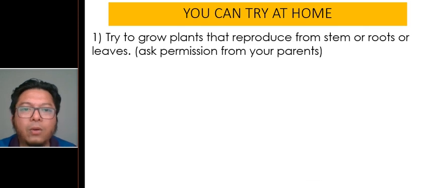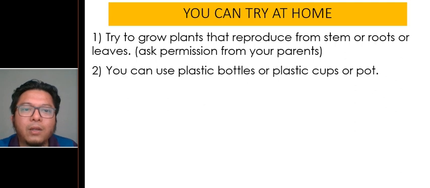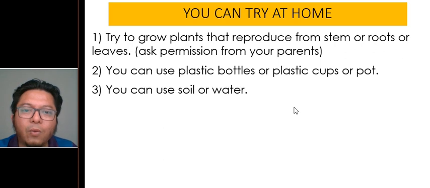Okay, you can try to grow plants that reproduce from stem or roots or leaves. But before that, just ask your father and mother. Jangan ambil-ambil. Saya do not take any onions or shallots from the kitchen. Ask your parents first. Ask for 1 shallot or onion, and you can then plant it. You can use plastic bottles or plastic cups or pot. If you do not know how to plant it, you can check in the internet or ask your parents. Usually, like onions, you just put it on the soil. Yeah. You can use soil or water.